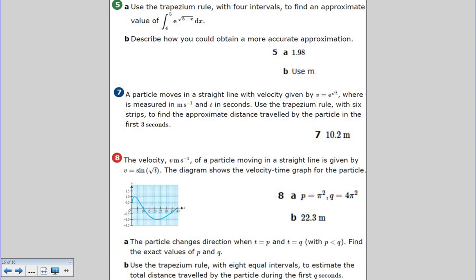Okay, tomorrow we're going to look at some slightly trickier questions and consider over and underestimates.